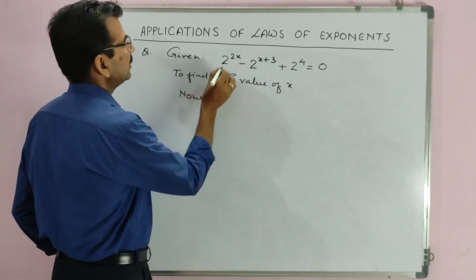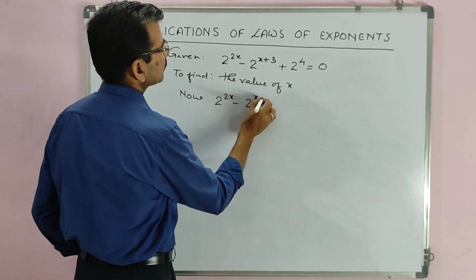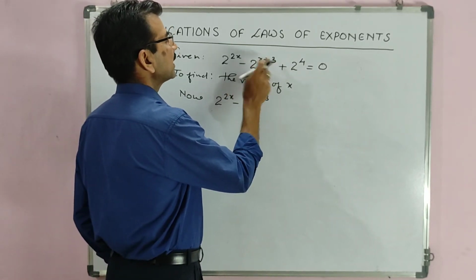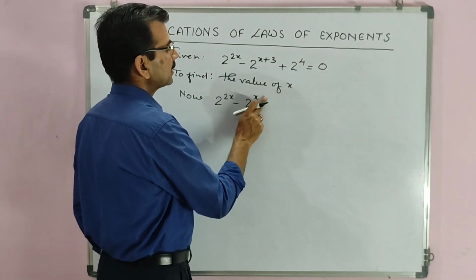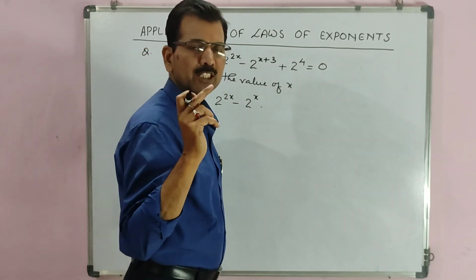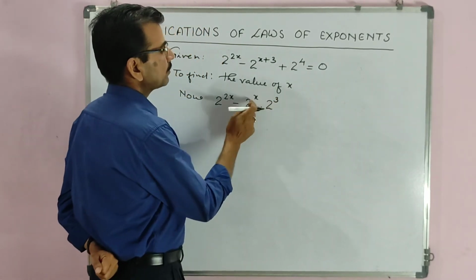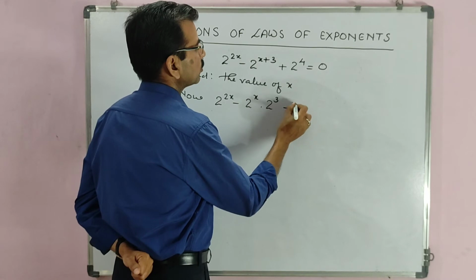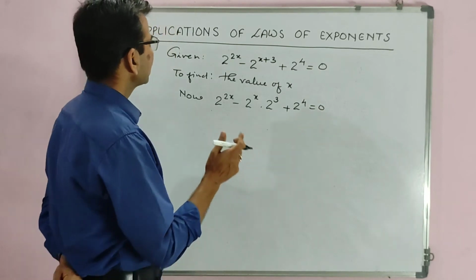Now we start here: 2 raised to power 2x minus 2 raised to power x plus 3 plus 2 raised to power 4 is equal to 0. We can break this 2 raised to power x plus 3 into 2 raised to power x times 2 raised to power 3. We are separating the power with the help of the base. No problem in that? Okay, good.